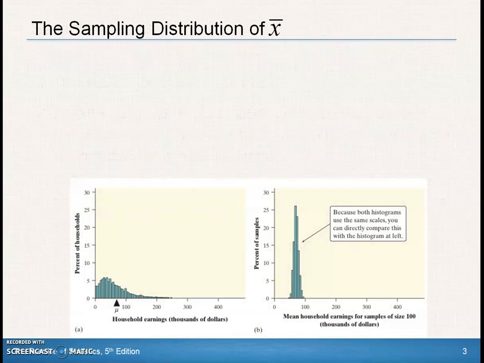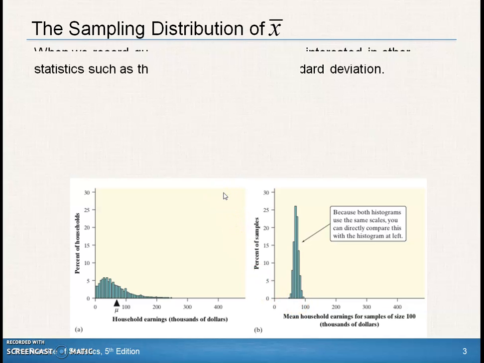So, here are two graphs. The one on the left is the population, household earnings in thousands of dollars. If you look at that, down here the mean is, I don't know exactly what that is, it'll tell us in a second. It's around 60, 70,000. This is 100,000. Now, if you take mean household earnings from samples of size 100, I don't know how many samples they took, but each sample was size 100, you get to this graph, and if you look at the center of that, it looks like the center is about the same place as that one.